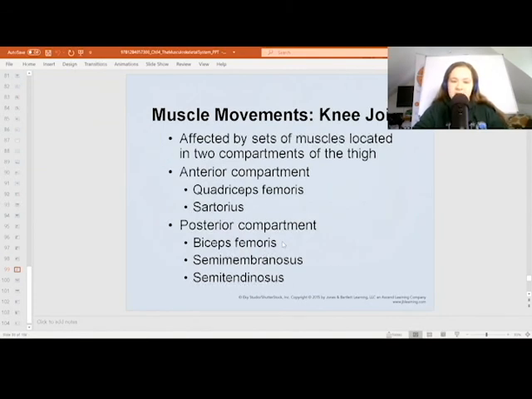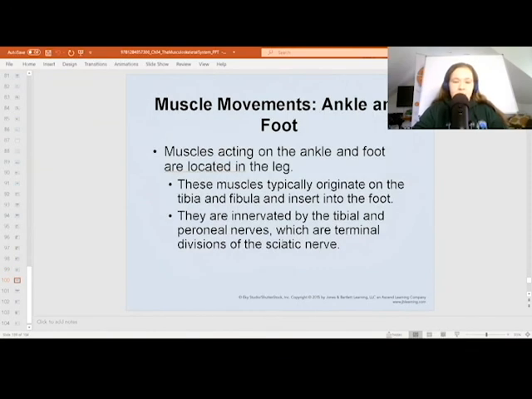Muscle movements at the knee joint are affected by the sets of muscles located in two compartments of the thigh. Anterior compartment: quadriceps femoris and sartorius. Posterior compartment: biceps femoris, semimembranosus, and semitendinosus. Ankle and foot: muscles acting on the ankle and foot are located in the leg.